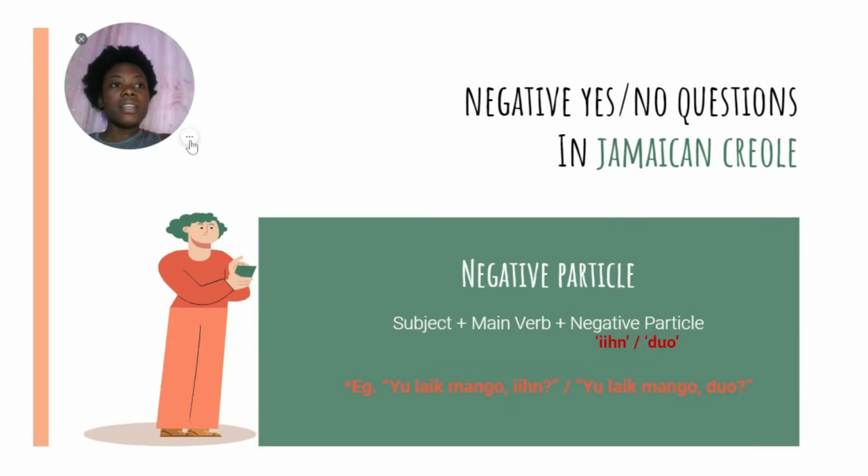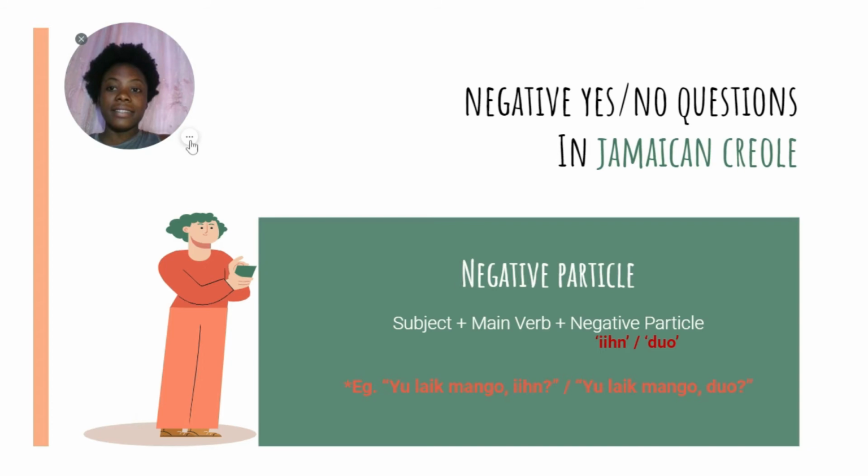For negative yes/no questions, the particle "e" and "do" is placed at the end of the question. So the structure is subject, then main verb, followed by the negative particle. Rising intonation indicates that a question has been asked, and in written form, a question mark is required at the end of the sentence.